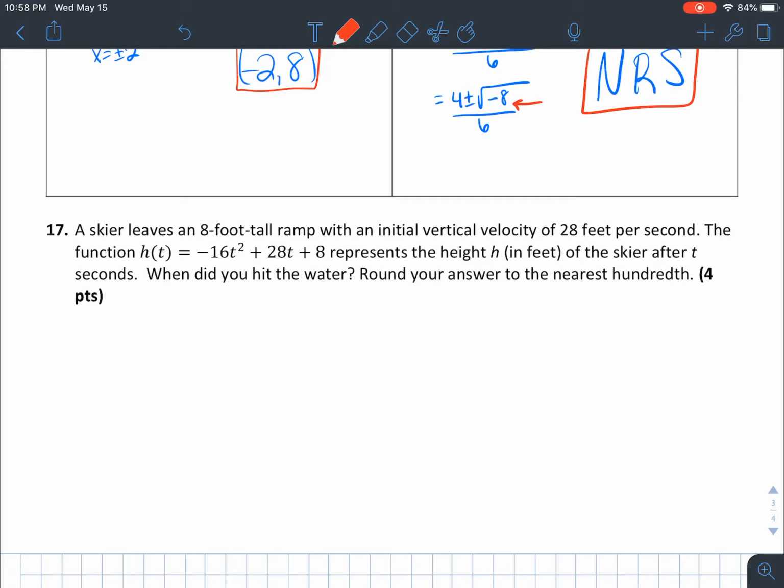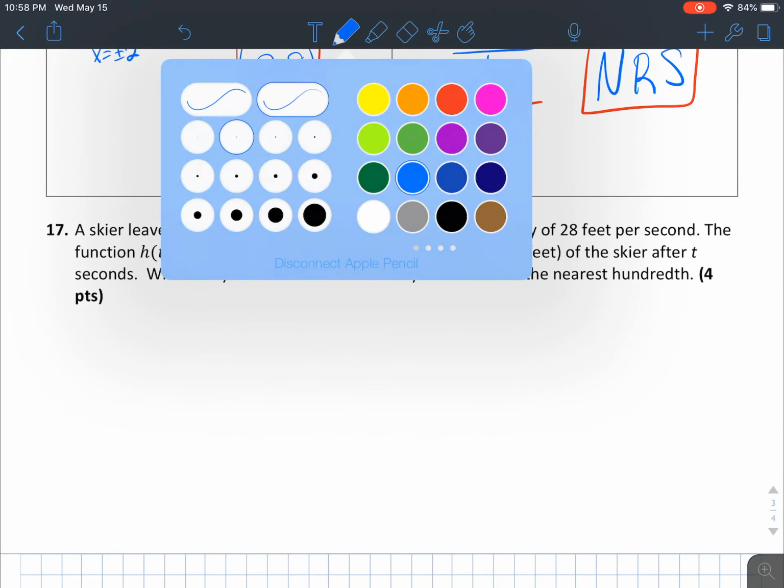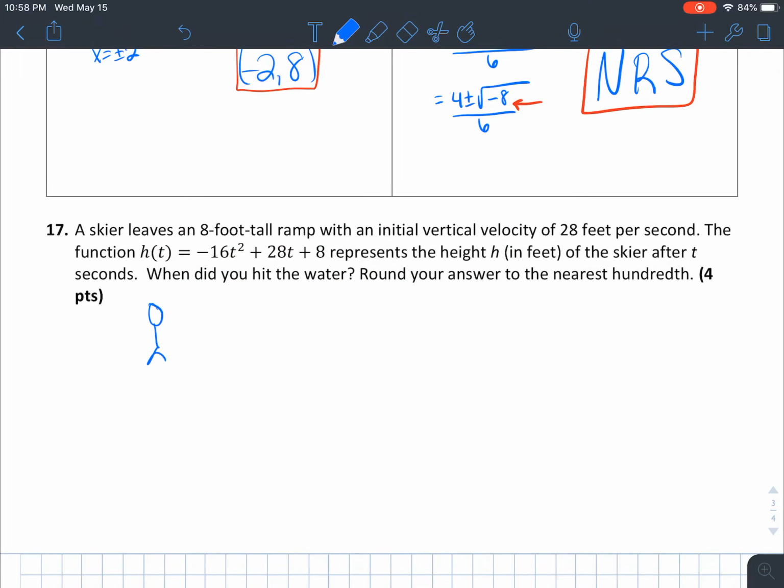Doesn't really matter. We're trying to figure out, in this case, if we're trying to get a visual, we've got our skier. They're on their skis. You know, they curve up a little bit, whatever. There's two of them. We're jumping. It follows that parabolic path. And where we land back in the water or on the ground is what we're trying to figure out.